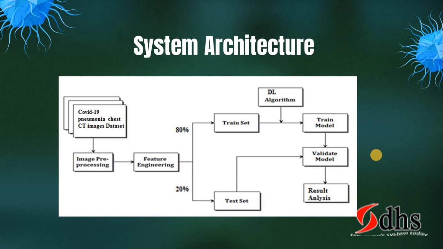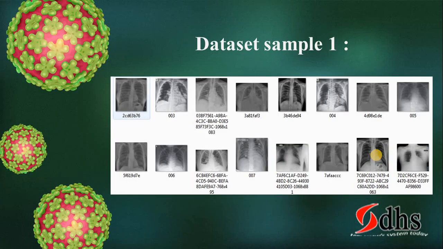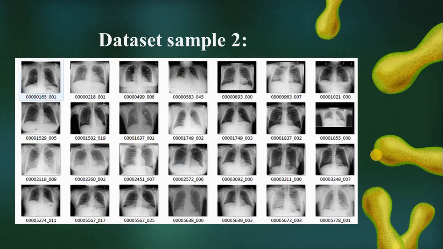Here we have CT images of COVID-19 and pneumonia patients. Then we perform image processing, feature engineering, data splitting, model training, validation, everything step by step. We use classification metrics to evaluate our algorithm too. And then these are some sample images from our dataset. Also from another class, these are the sample images.